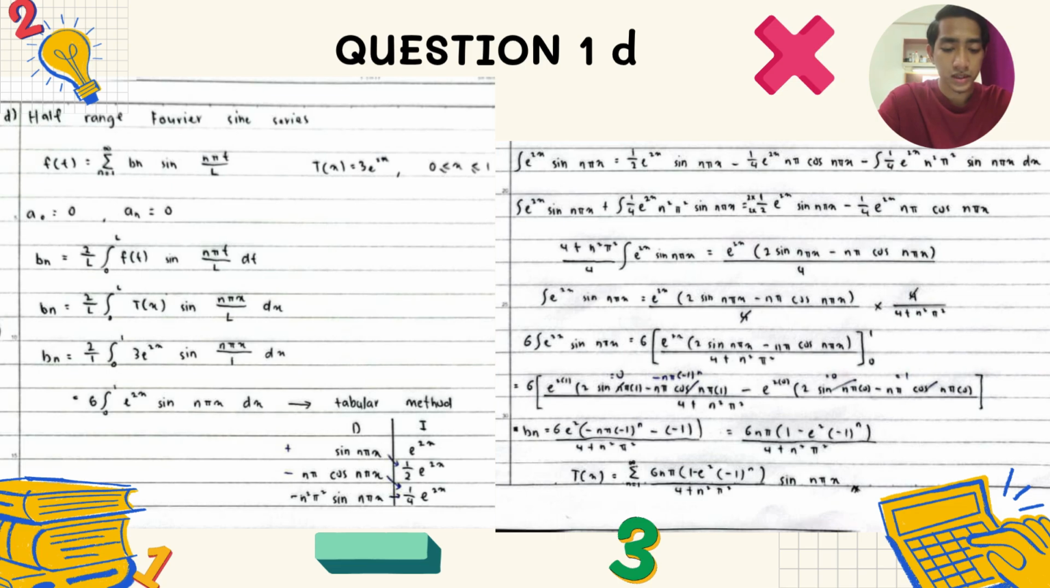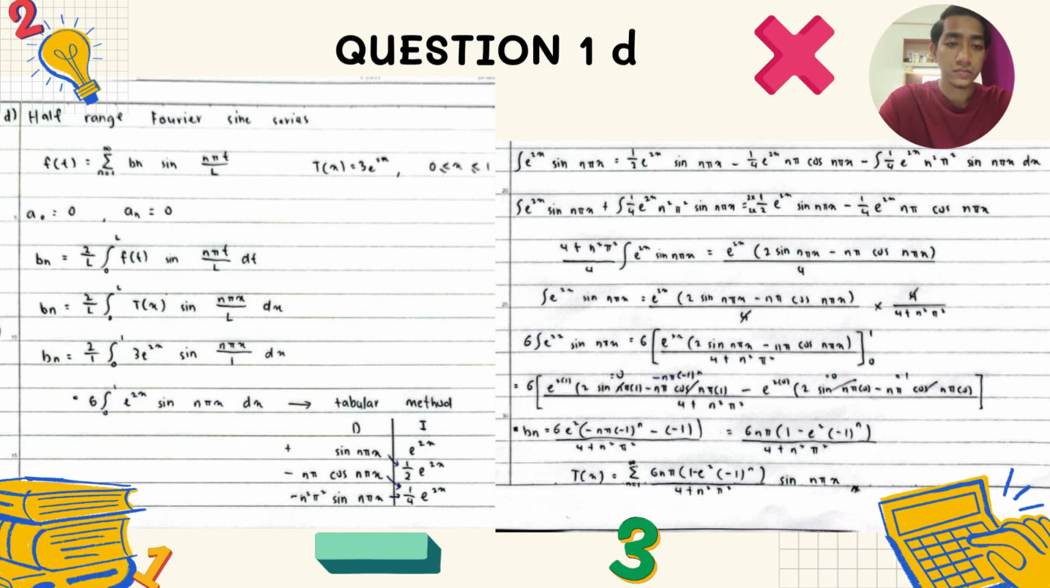So using sin(nπ) equals 0, cos(nπ) equals (-1)^n, sin 0 equals 0, and cos 0 equals 1, I obtain bn equal to 6 times the bracket e^2 times (-nπ)(-1)^n minus (-nπ) over 4 plus n²π². Then I factor out the 6nπ. I will get 6nπ times the bracket 1 minus e^2 times (-1)^n over 4 plus n²π².